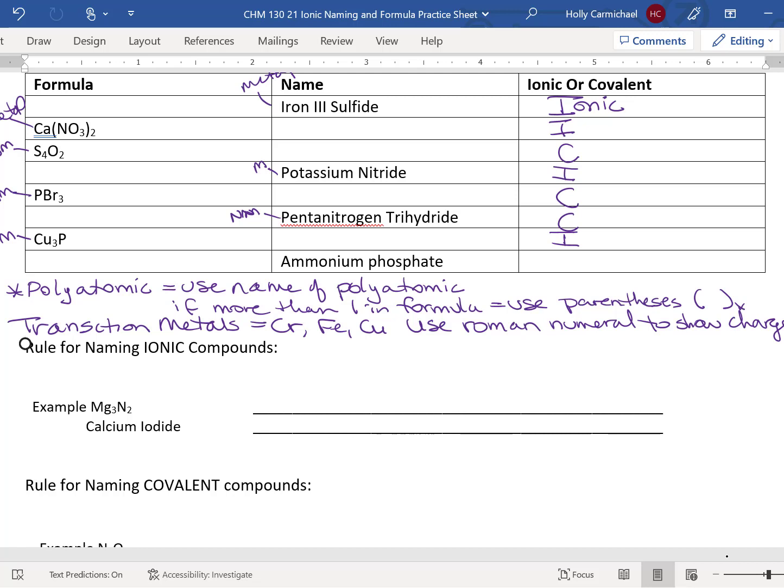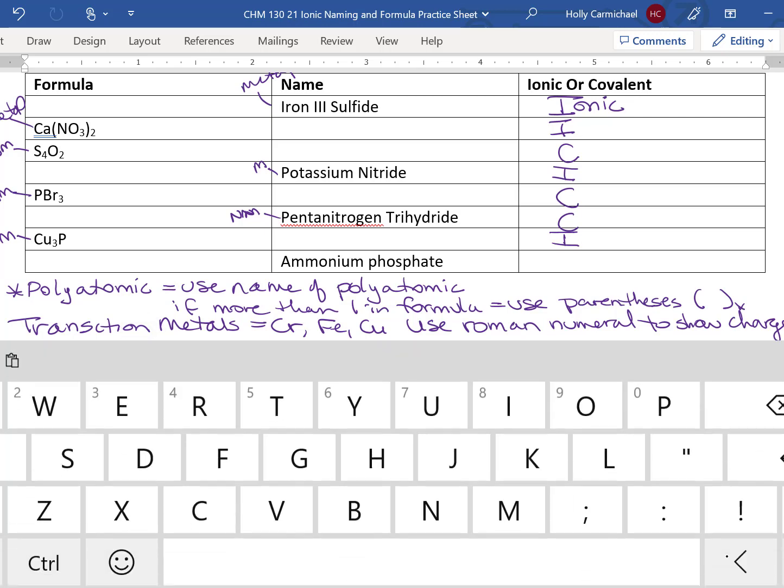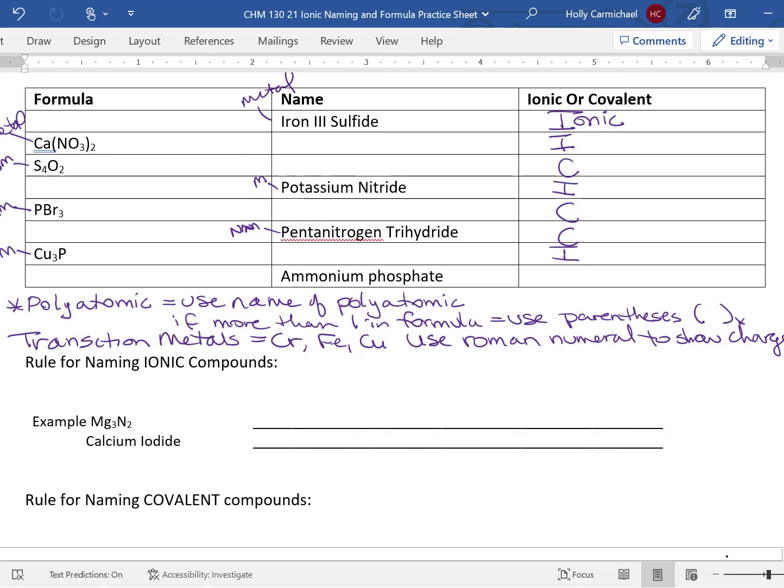And the last one, ammonium. So what do you know about ammonium? It's tricky because ammonium is a what? Anybody remember? It's a polyatomic ion. So what kind of a bond is it going to be? It's got to be ionic. So this is a polyatomic, and because of that, I know this is ionic. Polyatomic ions always form ionic compounds because they exist as ions.